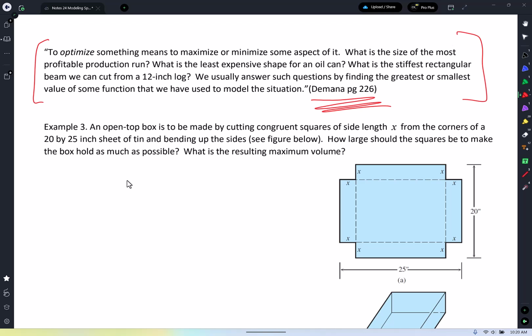That's business calculus. What is the least expensive shape for an oil can? What is the stiffest rectangular beam we can cut from a 12-inch log? We usually answer such questions by finding the greatest or smallest value of some function that we have used to model the situation. Isn't that cool? Like, you can actually see calculus here, guys.